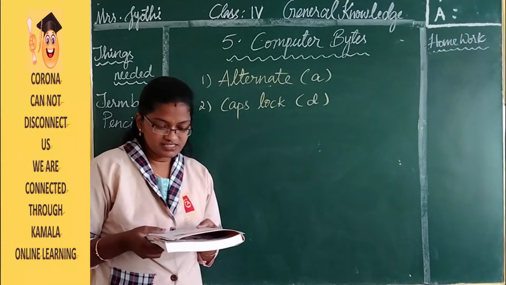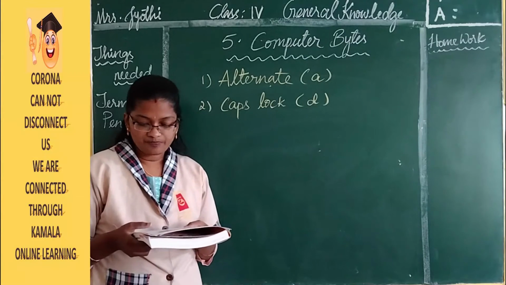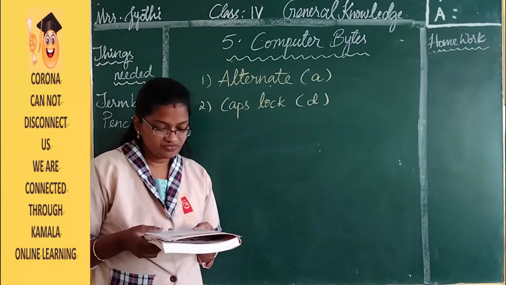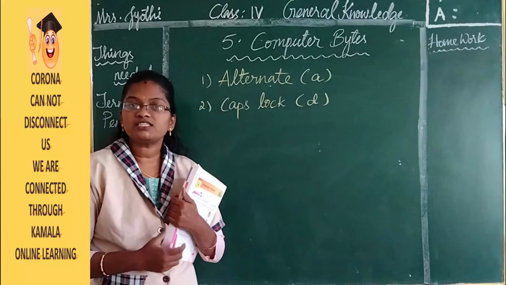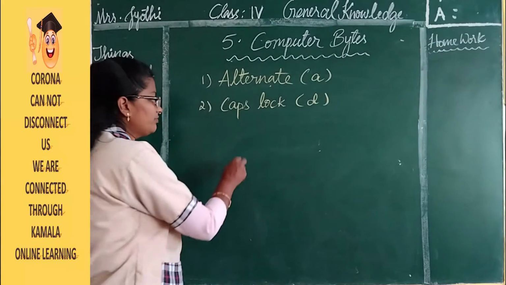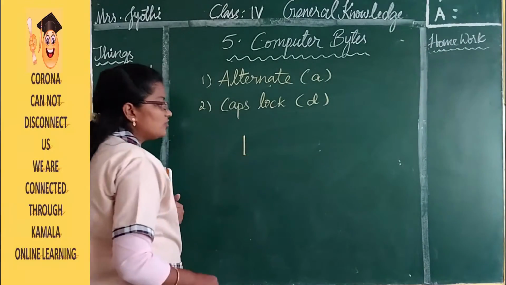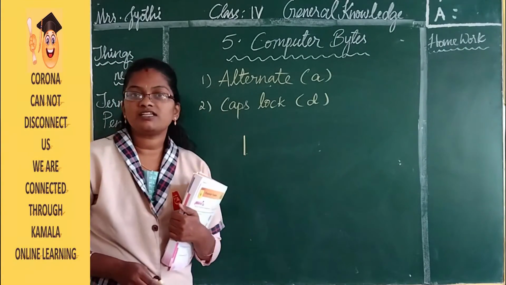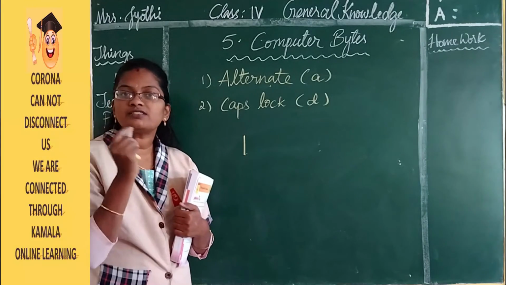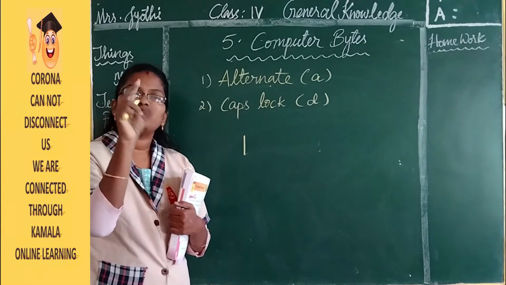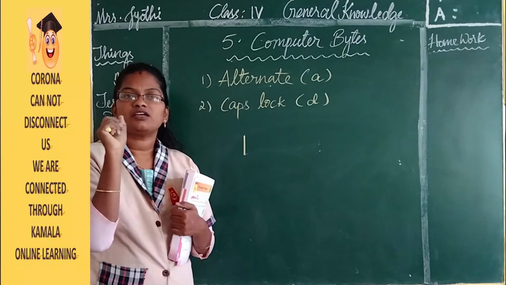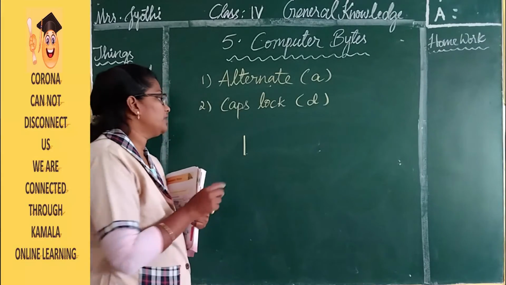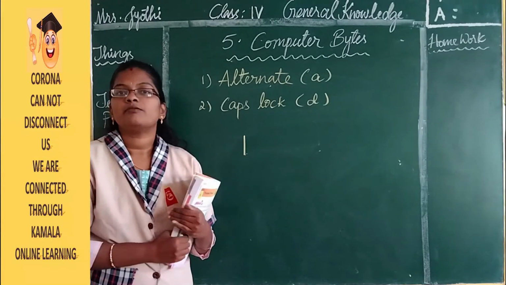Then, to move the cursor several spaces forward or to move it to the next text box on a form, we have to press this key. So what is the cursor? Whenever we are typing, there will be a standing line. That is called the cursor. The cursor will always be blinking, that means it comes and goes.